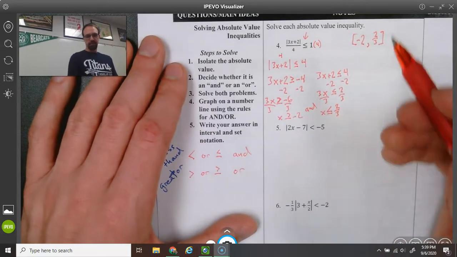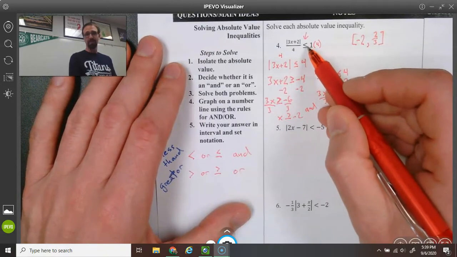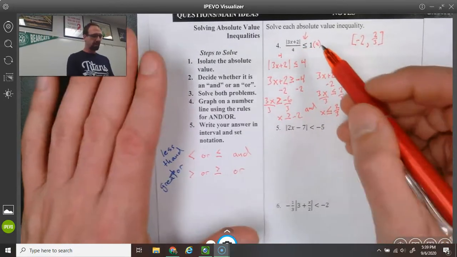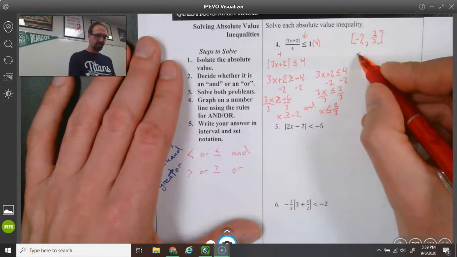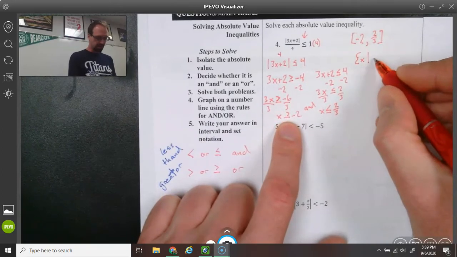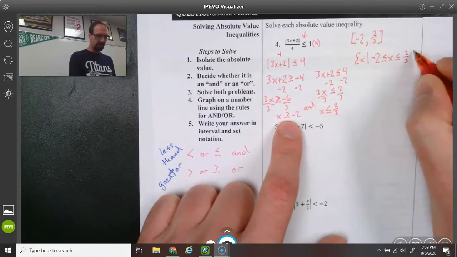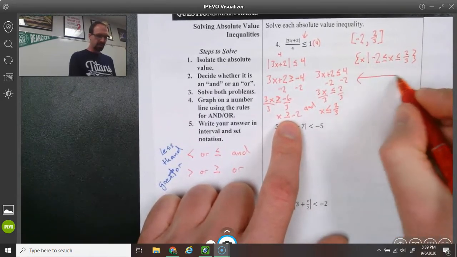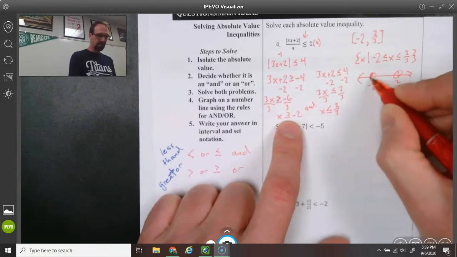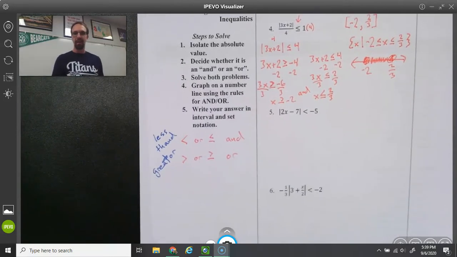Note that in these situations, if it's going to be inclusive, it's inclusive for both, because it starts out with equal to. If it's not going to be inclusive, so it's just going to be a less than, then it would be not inclusive for both. So no matter which way, you have that. And then set notation: the set of x such that x is between negative 2 inclusive and 2/3 inclusive. And if I were to write this on a number line, we would have negative 2 and 2/3 as filled in dots, and then shaded in towards the middle. That's for number 4.